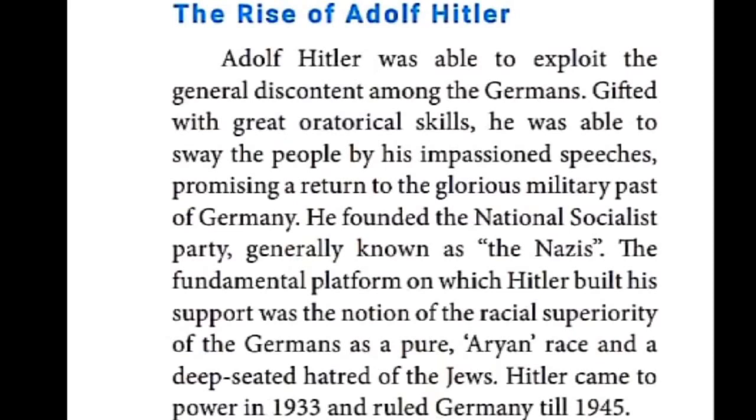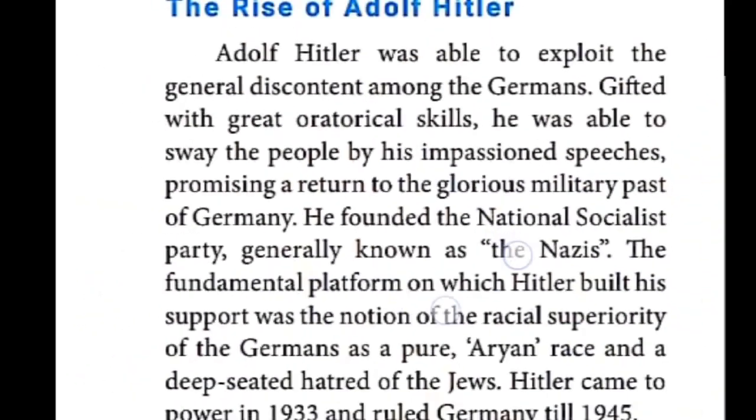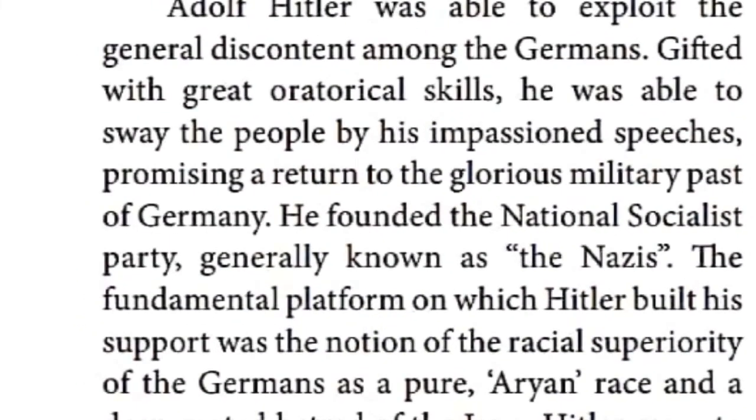In the rise of Hitler para, Adolf Hitler was able to exploit the general discontent. By using his speeches, he exploited the general discontent, which means dissatisfaction among the Germans. This personality, Hitler, with his oratorial skills, was a great orator. He was a great speaker.